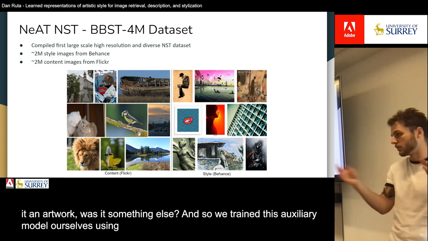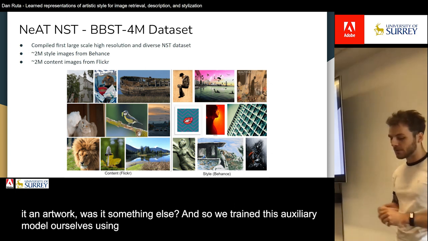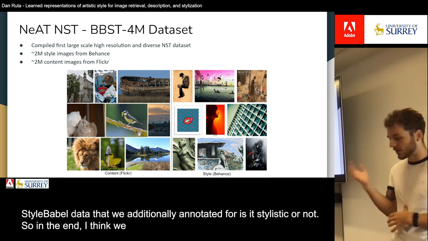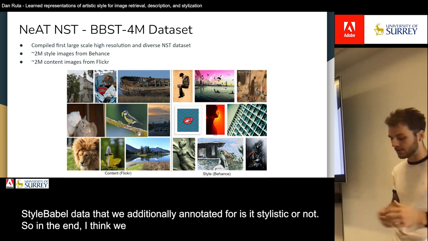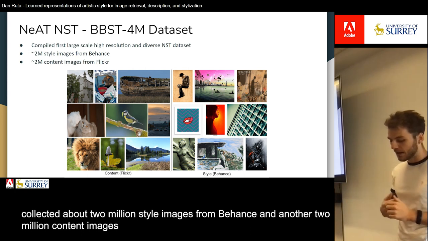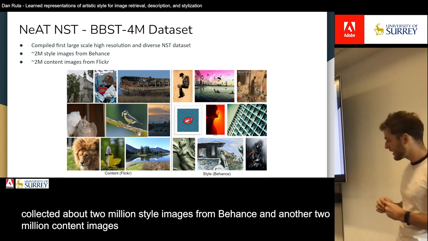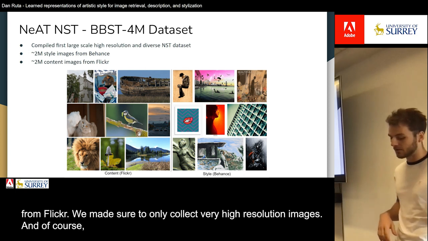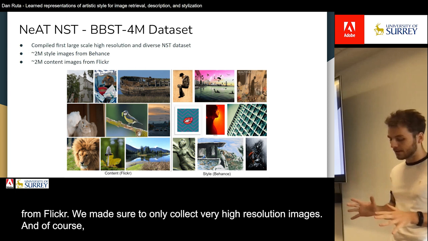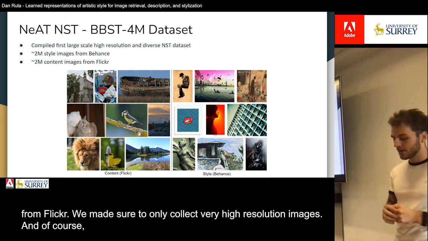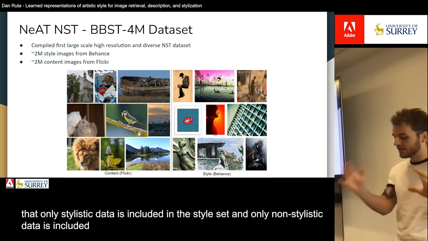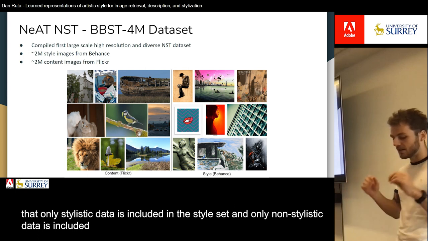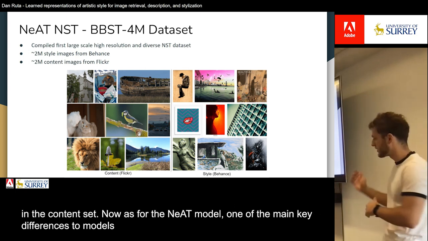So was it an artwork or was it something else? So we trained this observing model ourselves using StyleBabel data. Now we then additionally annotated for is it stylistic or not. So in the end, I think we collected about 2 million style images from Behance and another 2 million content images from Flickr. Now we made sure to only collect very high resolution images. And of course, we also pre-filtered this data with the stylistic prediction model to make completely sure that only stylistic data is included in the style set and only non-stylistic data is included in the content set.